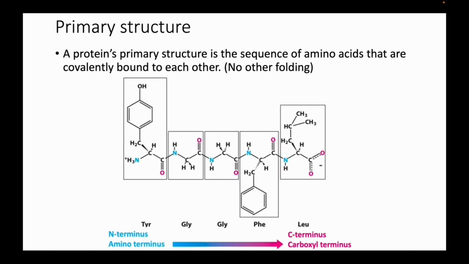This is the protein's primary structure. When we talk about protein folding, we talk about primary, secondary, tertiary, and quaternary structure. The protein's primary structure is just the sequence of amino acids that are covalently bound to each other. No other folding, no alpha helices or beta sheets, nothing. It's just the sequence of amino acids covalently bound to each other. So when we talk about the primary sequence, it just means we have tyrosine, glycine, glycine, phenylalanine, leucine bound together, for example.